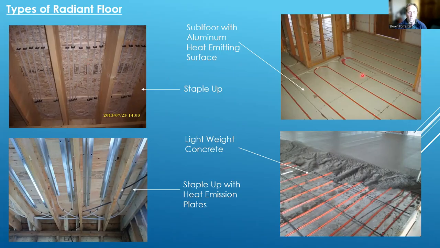And the two more advanced type systems are staple up with heat emission plates, which I would say is a step above staple up as far as technology goes, and then it takes it even one step further with what we call a warm board type system, just using a trade name there. This is just the subfloor with the aluminum plate layer over the top that's pressed into the subfloor with the grooves already in it. So then you just lay the tubing into that type of system.